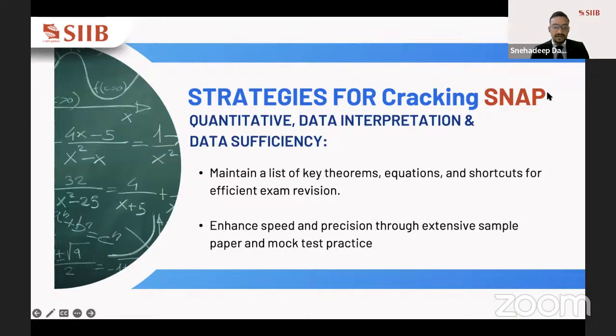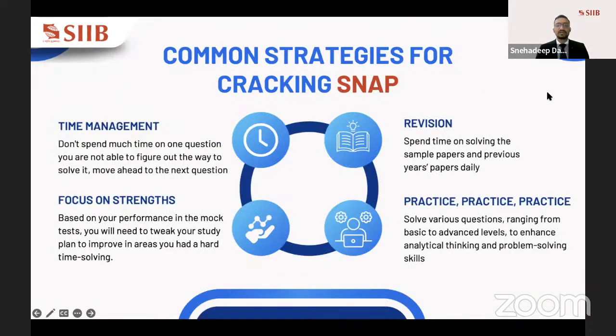For moving further ahead, now there are various common strategies that we all have used in our past for cracking the SNAP exam. The first and foremost is time management. You need to be very conscious about the time that you are taking for solving the answers. You cannot spend much time on one question, otherwise you will be missing out on a lot of questions. You need to go through the paper and realize which questions you need to attend. So time management is a big part of cracking the SNAP exam.